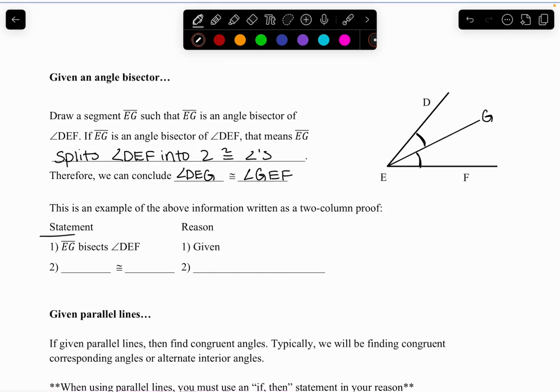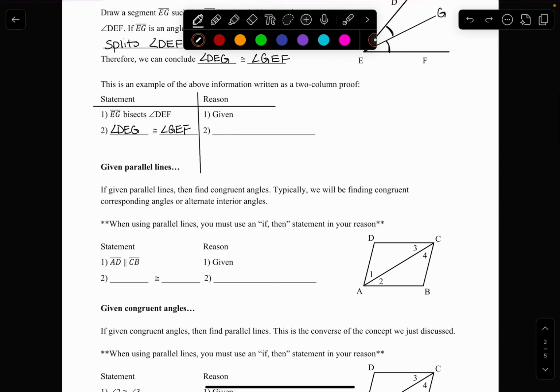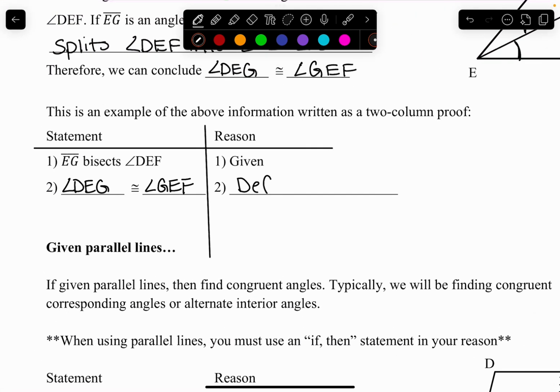But again, we have to write this proof in a two-column proof. So here you go. I've given you a statement, EG bisects angle DEF, that was given. What are we able to conclude from that given statement? That angle DEG is congruent to angle GEF. And then what did I tell you earlier that the reason was? Anytime you're given an angle bisector, it's the definition of angle bisector. It's right there in your blueprint. Sorry that I'm scrolling around here, okay? So this is going to be definition of, you must put angle bisector. You can't just say definition of bisector because there are all different types of bisectors out there.